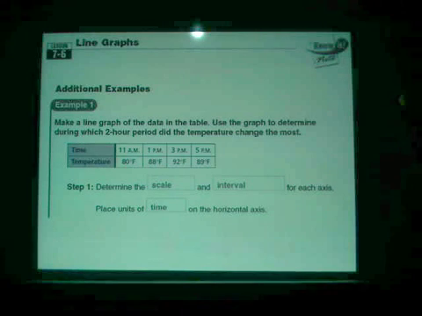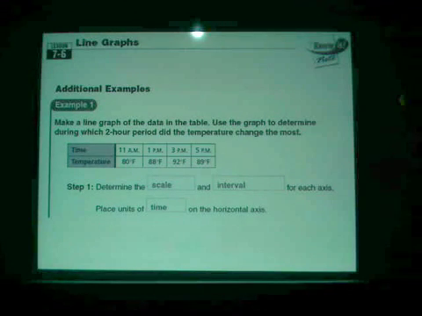So let's begin with the first example here. We're asked to make a line graph of the data in the table, and we're to use the graph to determine during which 2-hour period the temperature changed the most. And as you can see, the times and the corresponding temperatures are presented in the table.